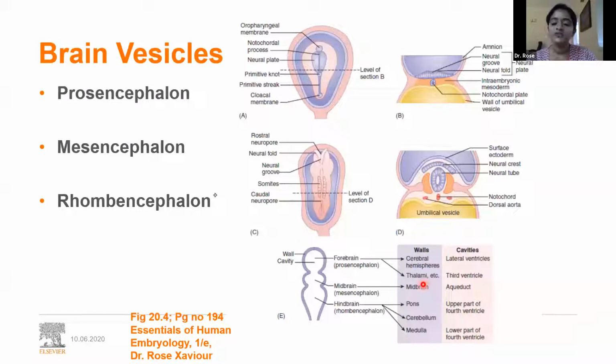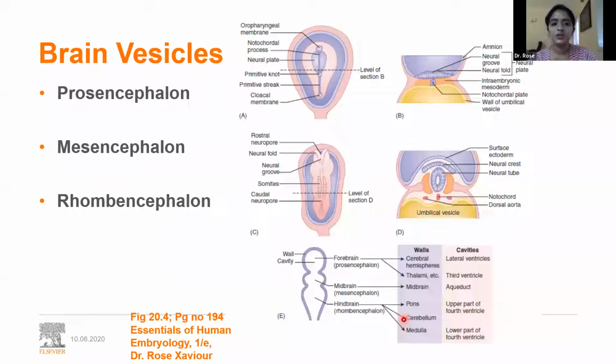And rhombencephalon is actually further divided into metencephalon and myelencephalon. Once again, rhombencephalon is getting divided into metencephalon and myelencephalon. The metencephalon will be forming the pons and cerebellum, and the myelencephalon will be giving rise to the medulla. So why do you call this a brain vesicle?